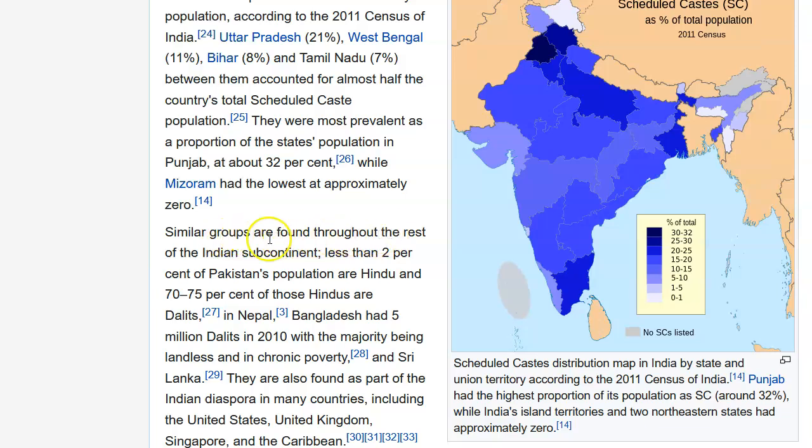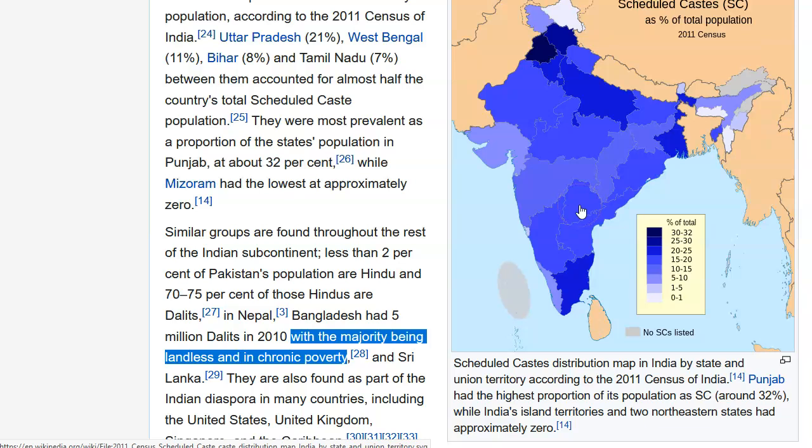Similar groups are found throughout the rest of the Indian subcontinent. Less than 2% of Pakistan's population are Hindu, and 75% of those Hindus are Dalits. In Nepal, Bangladesh had 5 million Dalits in 2010, with the majority. Now here's the sign: being landless and in chronic poverty. They are landless. They don't own land, and they are in chronic poverty.